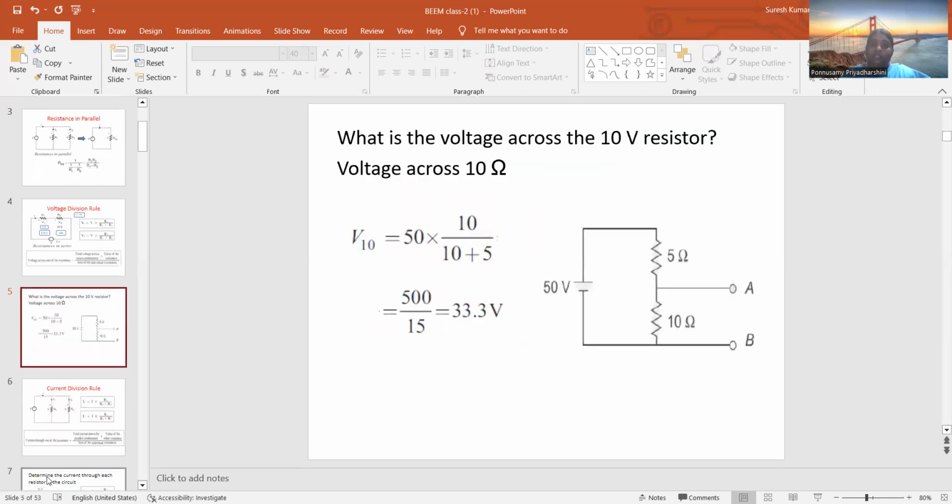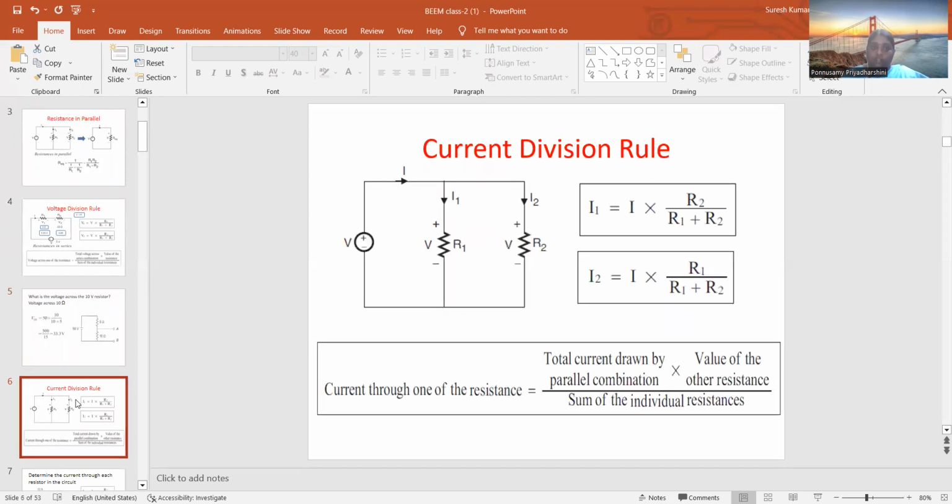The next is, what is the voltage across the 10 ohm resistor? If the circuit is connected like this, the 5 ohms and 10 ohms are connected in series, and the 50 volt is like this. The voltage across the 10 ohms resistor is 50 into that same resistance. So for 10 ohms, it is 10 by the combination of 10 plus 5, it is 15. So answer is 33.33 volts.